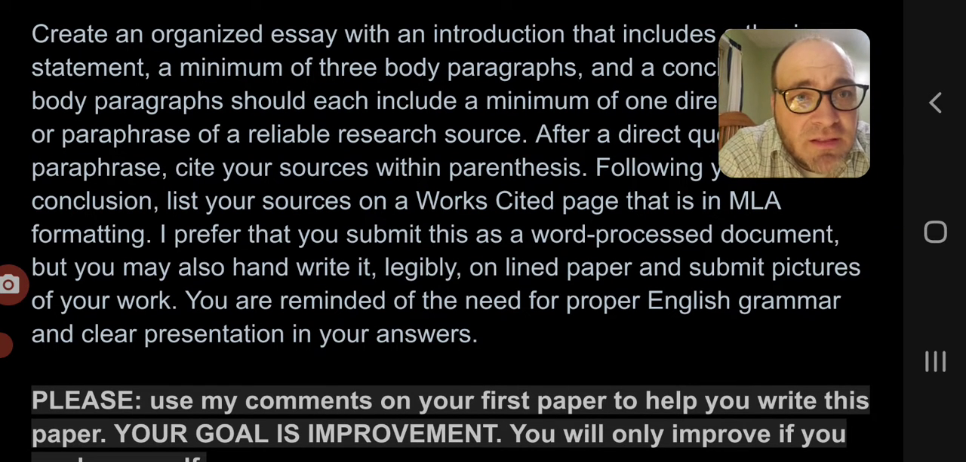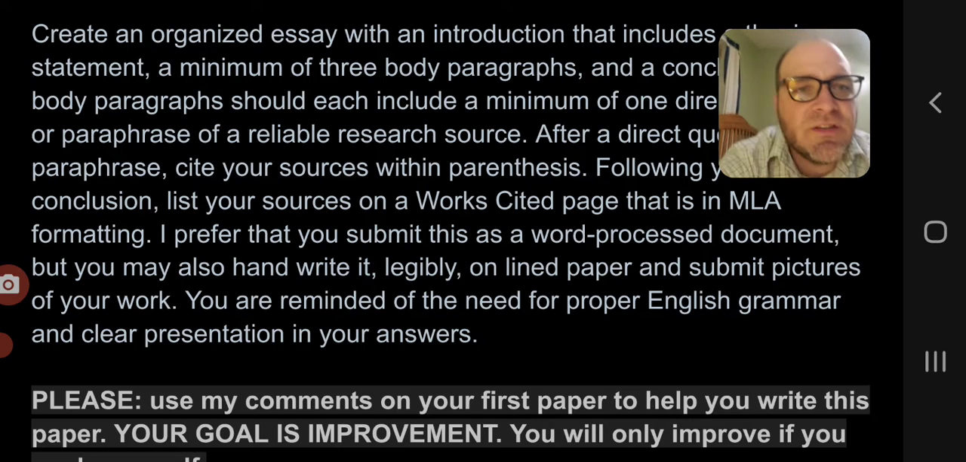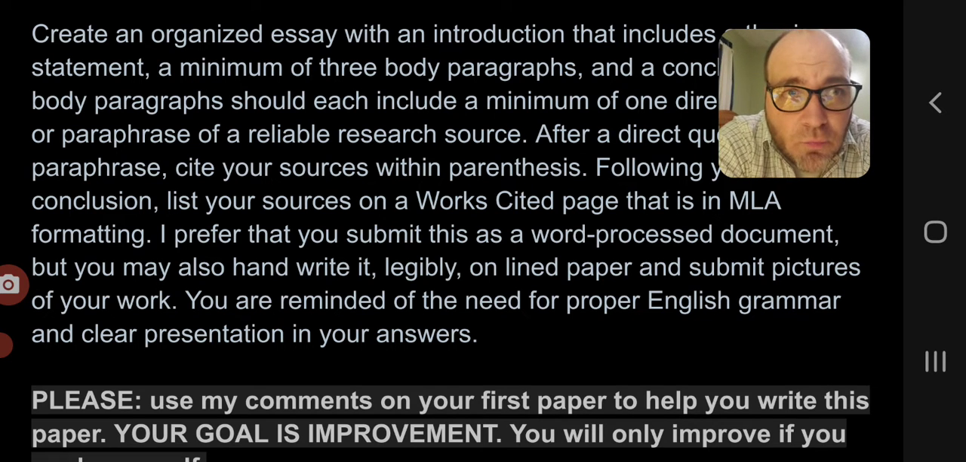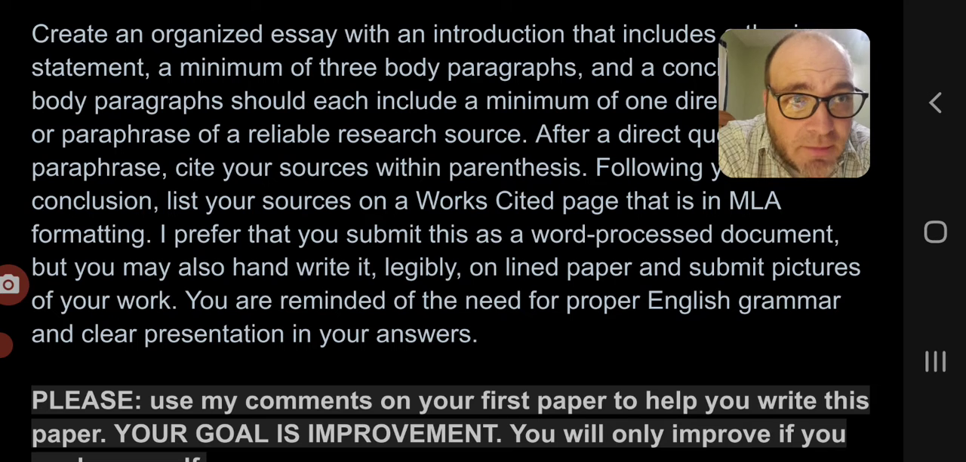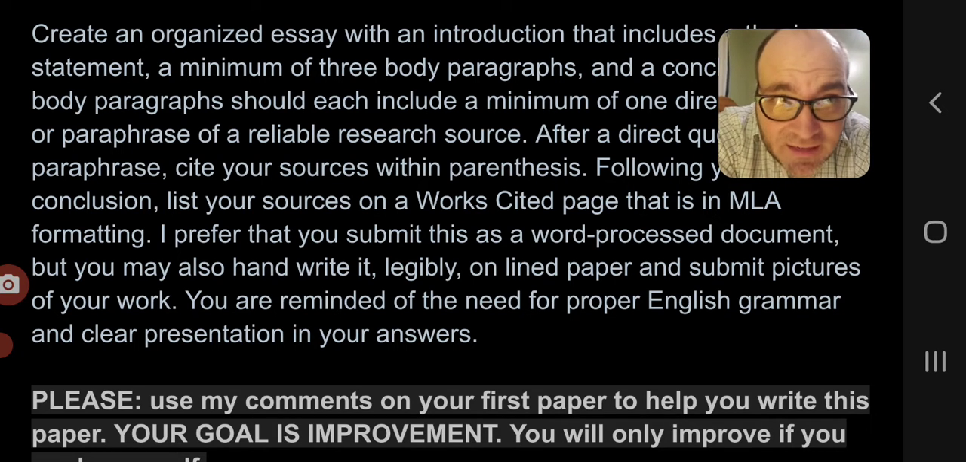I prefer that you submit this as a word processed document, but you may also handwrite it legibly on lined paper and submit pictures of your work. Guys, it's super easy to submit work on Google Classroom. You go to the assignment and look in the upper right corner. It lets you upload a document. It could be a Word document, a Google document, or a picture. Any of those things are fine.